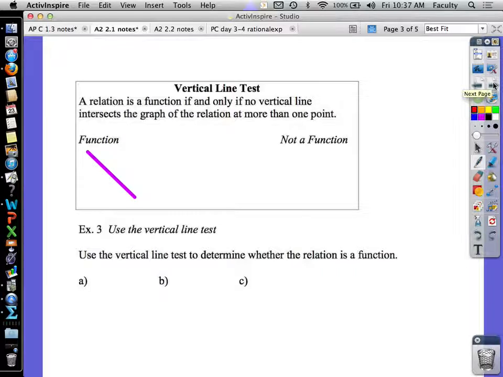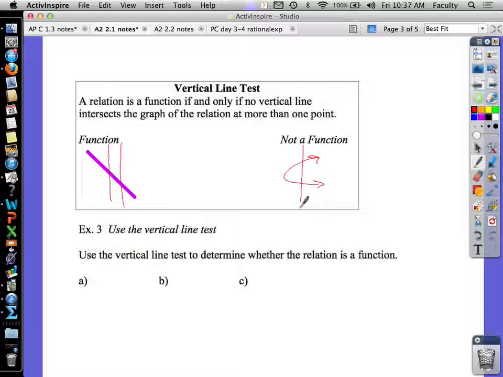All right, vertical line test. A relation is a function if and only if no vertical line intersects the graph of the relation at more than one point. So this one is a function because it would pass. This one's not a function because it crosses more than once.